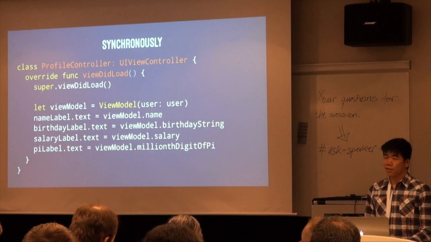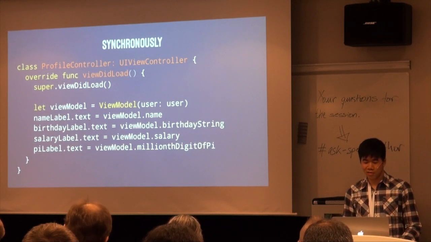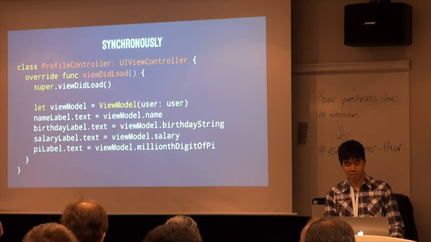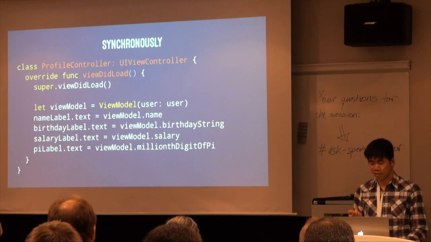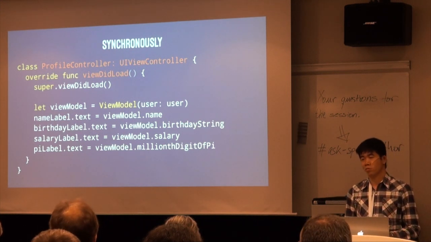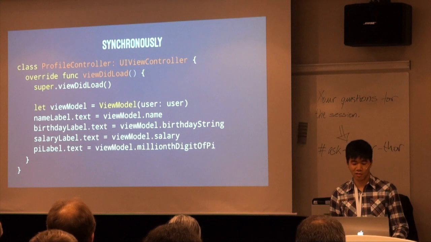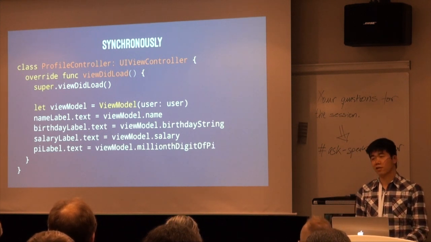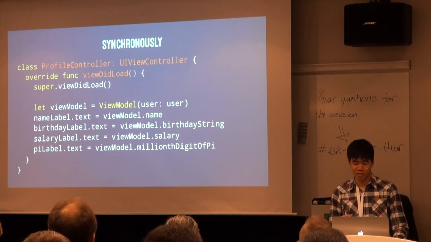So here's a very simple view model that is done synchronously. It just takes the user model and performs some formatting and returns the formatted data so that the view controller can just consume it directly.